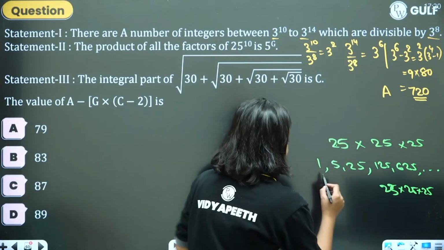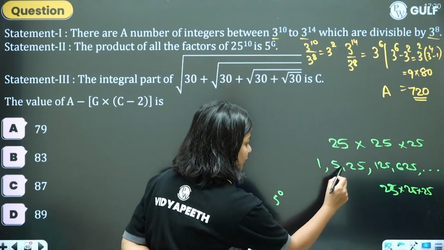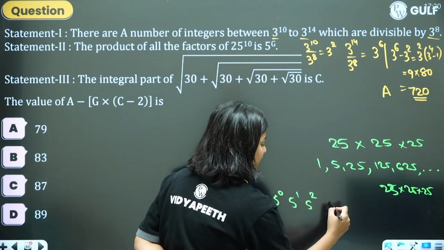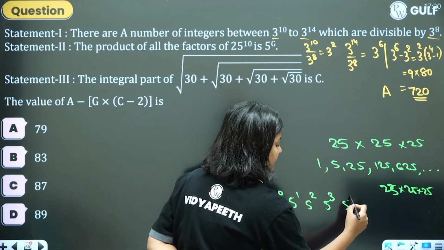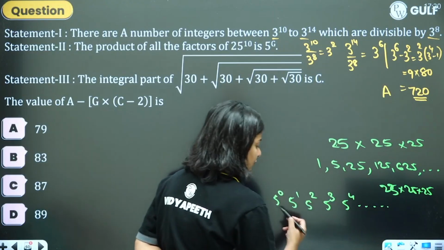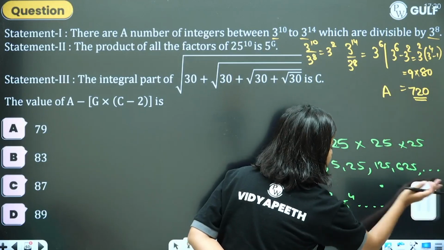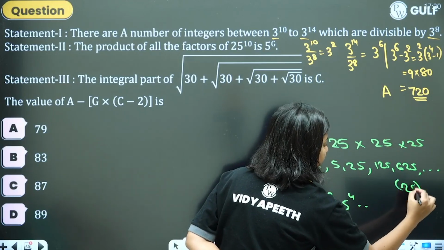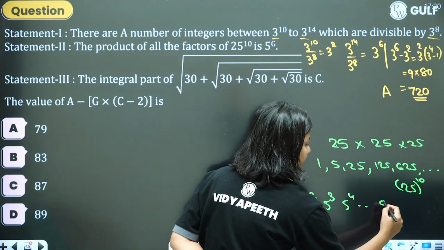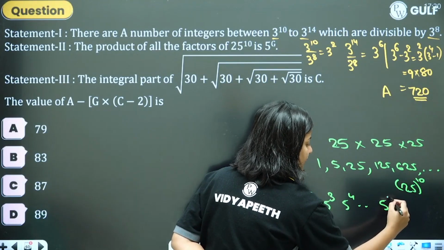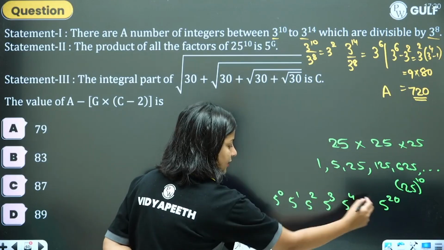Check out the factors. 1 is 5 raised to 0. 5 is 5 raised to 1. 25 is 5 square. 125 is 5 cube. 5 raised to 4 and so on. Till which term are we going to get it? Till the last term, which is 25 raised to 10. That means 25 is 5 square, 5 square raised to 10, 5 raised to 20.